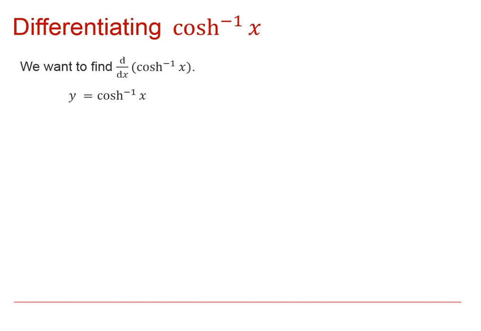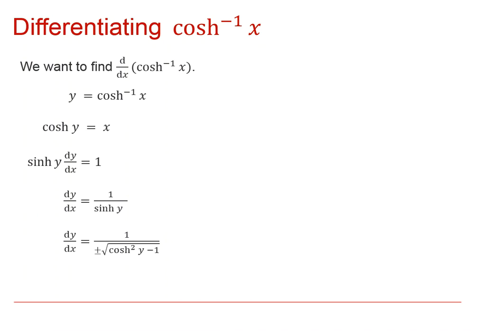The method for differentiating inverse cosh of x is very, very similar. We start with y equals inverse cosh of x. So cosh y equals x. sinh y dy/dx is equal to 1, so dy/dx is equal to 1 over sinh y. Using the same identity that we used before, we get dy/dx is 1 over plus or minus the square root of cosh squared y minus 1. And again, referring to the graph of y equals inverse cosh of x, we're going to use the positive square root. So we get dy/dx is 1 over the square root of x squared minus 1.